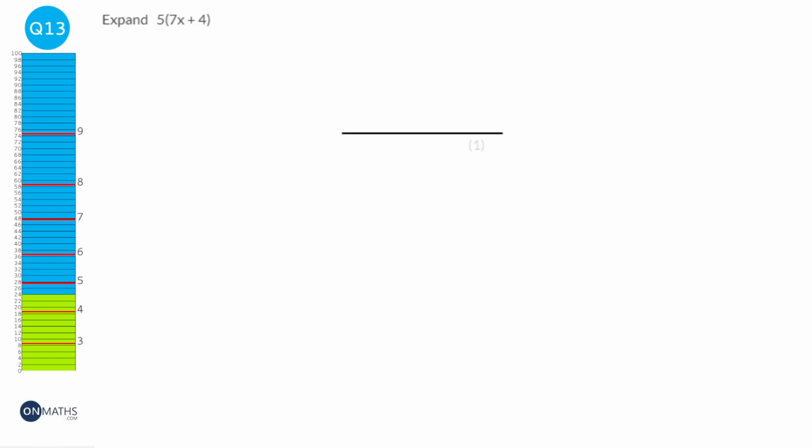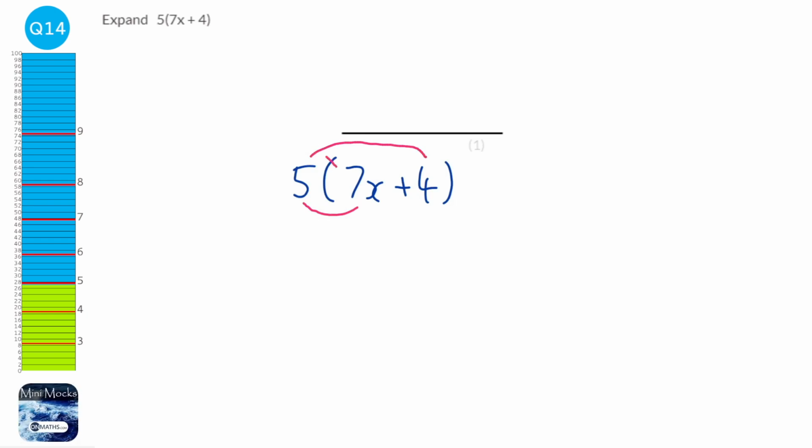I'm just going to write the question out a bit bigger, just so we've got more room. There are loads of different methods of expanding brackets. I'm going to do smiles and rainbows. So we just draw a smile rainbow, and I put a little line there to remind me to times it. So we do 5 times 7, which is 35, and it's 7x, so it's going to be 35x, and 5 times 4, which is 20. So our answer is 35x plus 20.